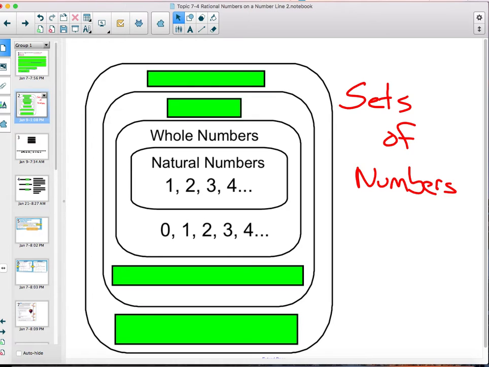So the natural numbers are 1, 2, 3, 4. I'm going to count things. And then the whole numbers include 0. And it means like, oh, wait a minute. If we don't have this, this, and this, we have this. And that means something.